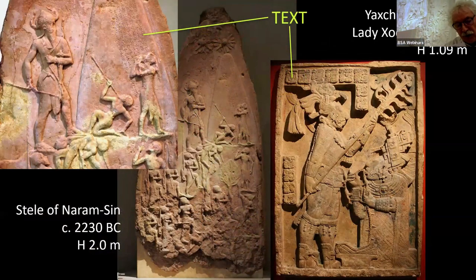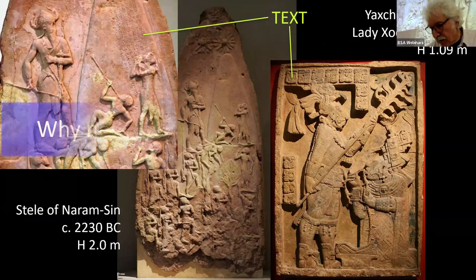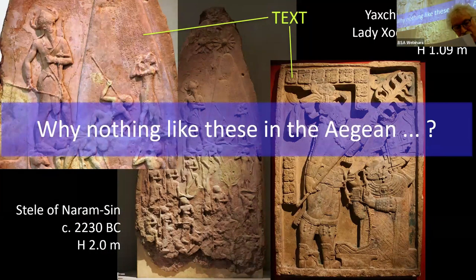Now, the presence of large-scale representations and of writing raises the question of why in the Aegean, we now have scenes like these, the famous Stele of Naram-Sin on the top left in the middle, or examples in many other cultures like the Maya, also seen here, that combine writing with image, where one complements the other. In the Aegean, it seems that possibility is deliberately withheld.